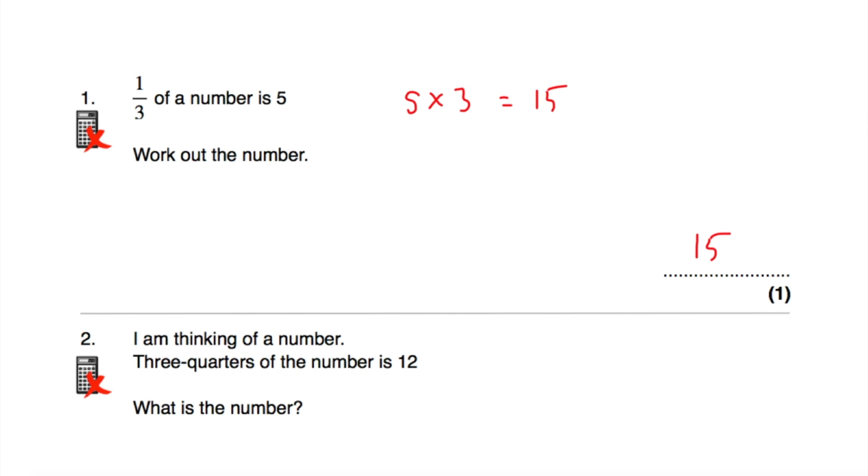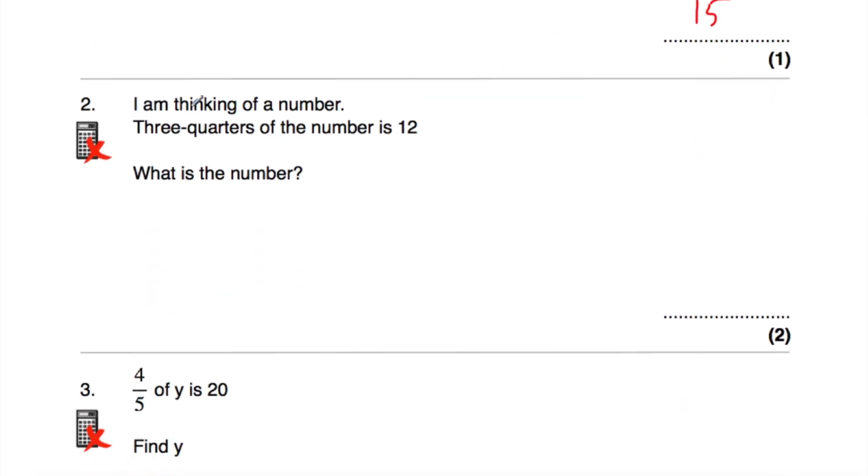Okay, next, question number 2. Question number 2 says, I'm thinking of a number, and 3/4 of the number is 12. What was the number? Okay, so there's a certain number, we're not entirely sure what it was, and we've worked out 3/4 of it, and we've got an answer of 12. So 3/4 of this number is equal to 12. And to find 3/4 of this number, we would have divided it by 4 to find a quarter, and then once we found a quarter of it, we've times it by 3, and we've got an answer of 12.